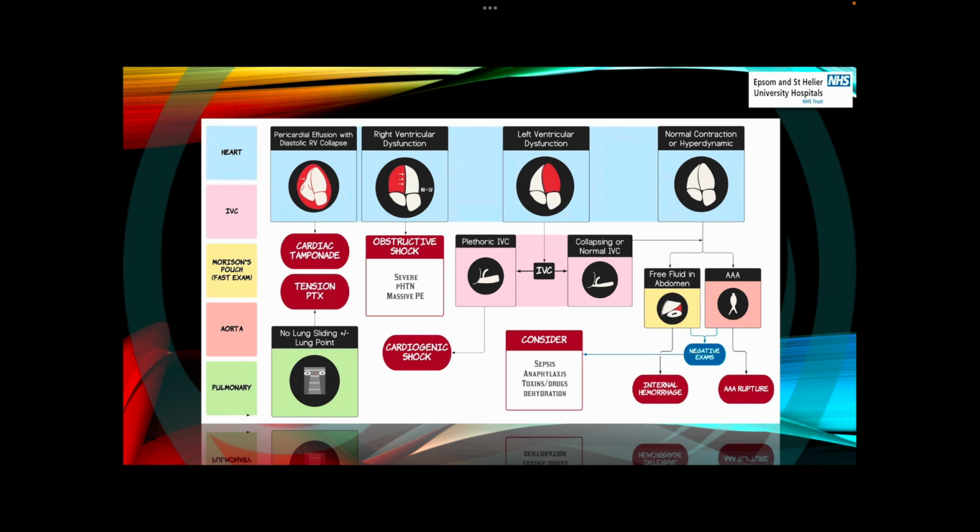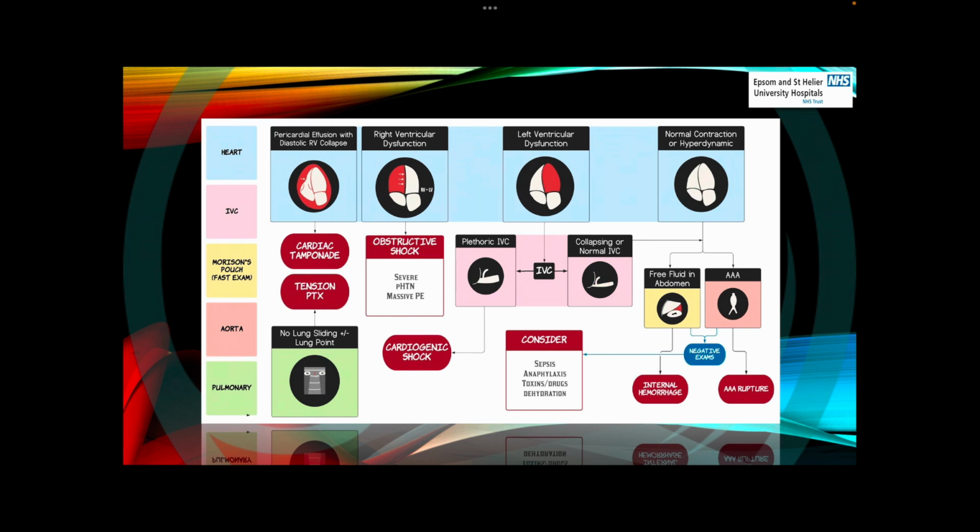You can see that if you evaluate the heart, we are going to see if there is any fluid, any strain of the right ventricle, or any left ventricular dysfunction. Inferior vena cava as well, and also in Morrison pouch, we are going to see if there is any fluid. This is the inferior vena cava: is it plethoric or collapsing? So these are the ways.